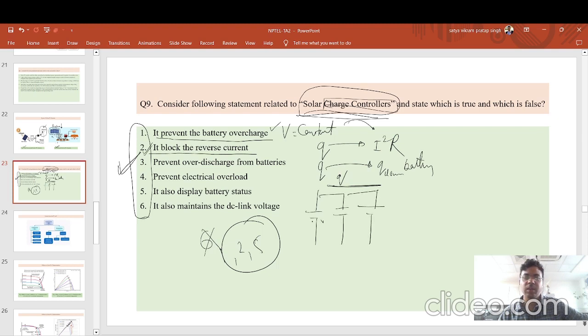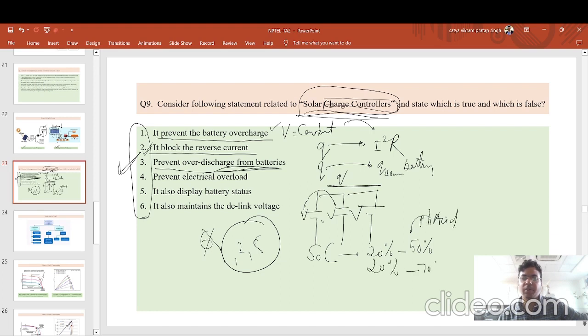So if the voltage is constant at all points, no current will flow from one side to the other side. It prevents over-discharge of the battery. Why? Because you have to maintain that SOC level. 20% to 50% for a lead acid battery, and 20% to 70 or 80% for a lithium ion battery. That is also needed for the SOC control.